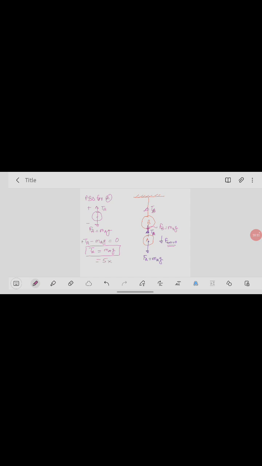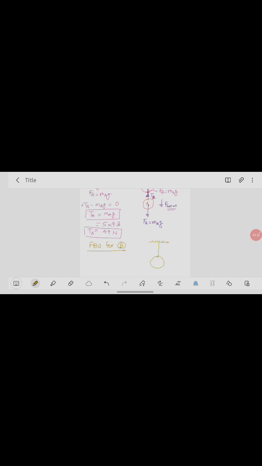So it is 5 multiplied by 9.8. If you multiply 5 with 9.8, you will get 49. So it is 49 Newton. So you got the tension TA, correct? Easy. Now we need to make the free body diagram for B. For B situation, free body diagram for B.